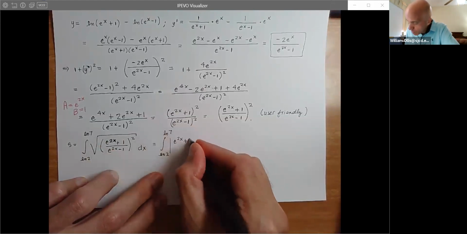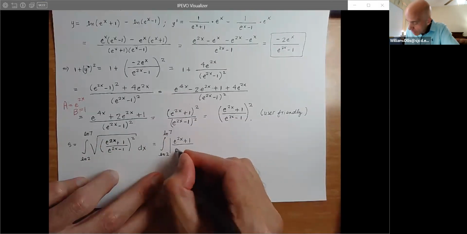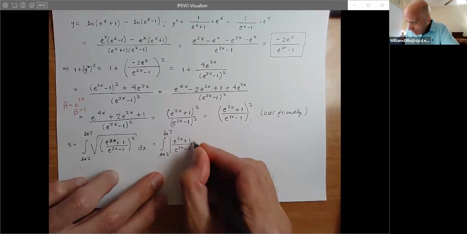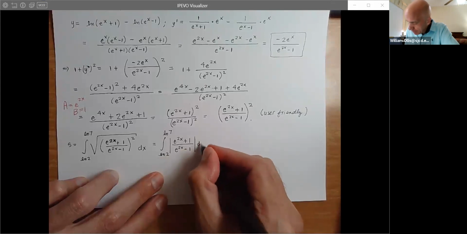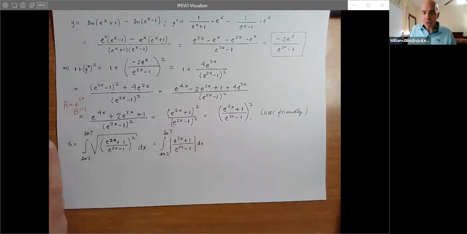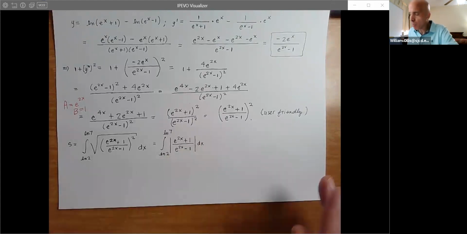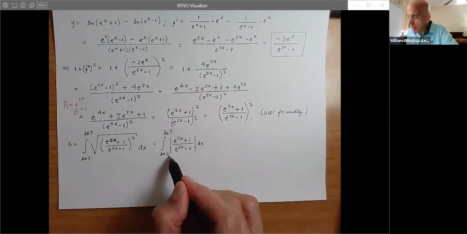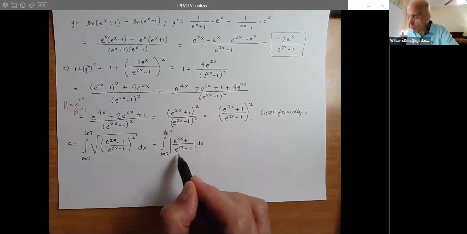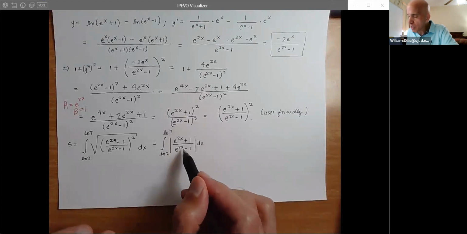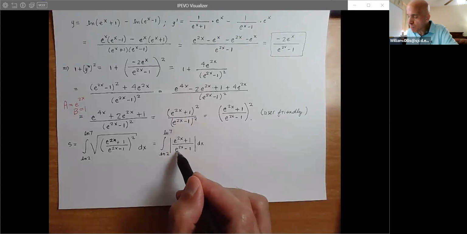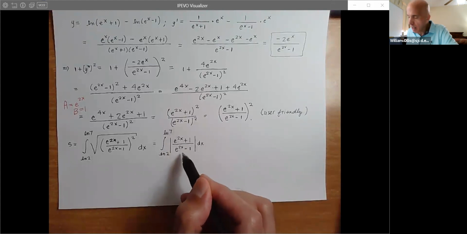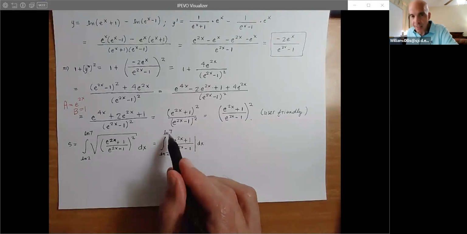e^(2x)+1, e^(2x)−1. Now, what I've written here is somewhat important. When we put the log here, for instance, and think about what we're doing, it's important to notice that this part of the integrand is always positive for ln 2 to ln 7.